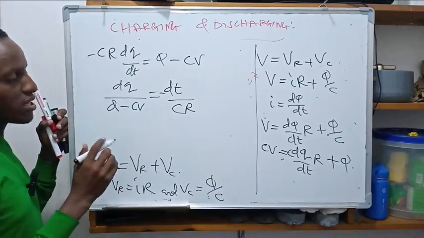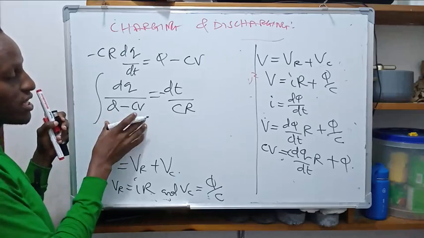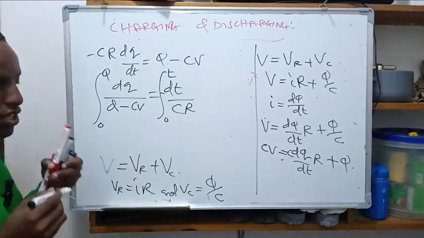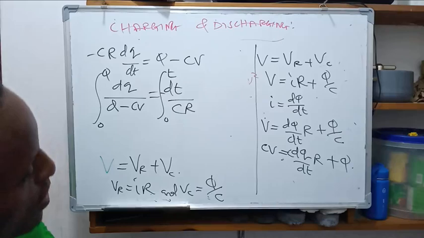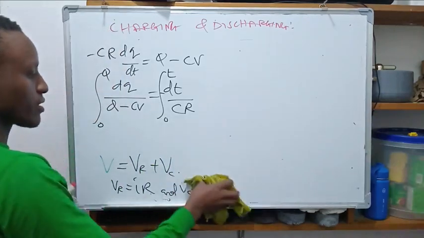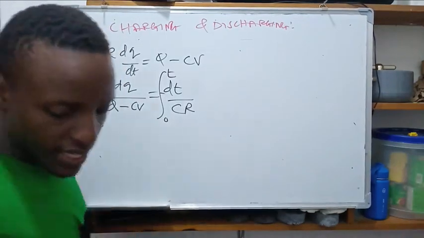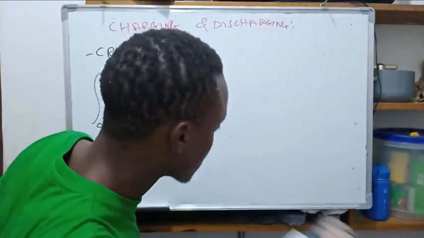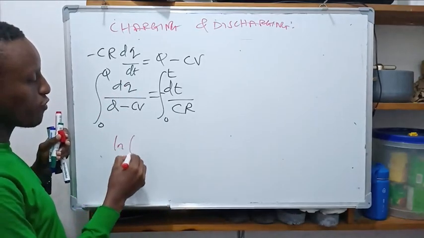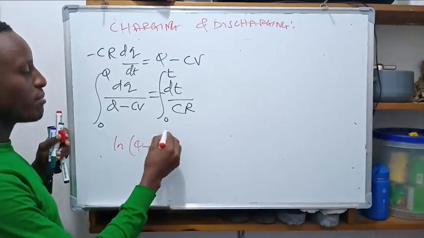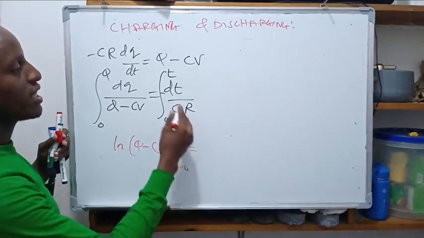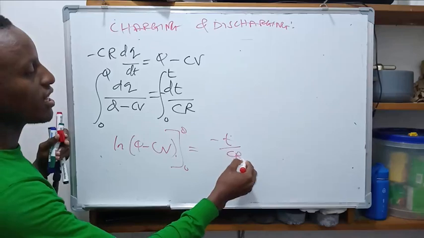So I can integrate these values of charge from 0 to the final charge Q, and I can integrate the time from 0 to time T. So I can say this will be the ln of Q minus CV, from 0 to the final charge Q, isn't it? Then we have negative T over CR.